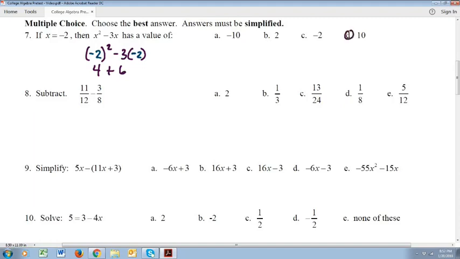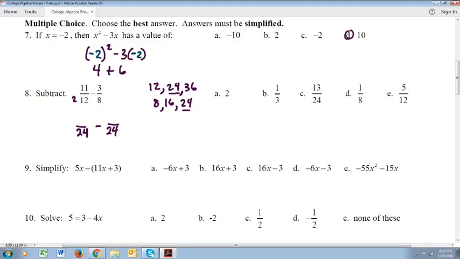On number 8, when we add or subtract fractions, we need a common denominator. So we need to look at our multiples of 12 and our multiples of 8. Notice 24 is what we call the least common multiple. It's going to be the least common denominator for our new fractions. We need to rewrite these fractions so that they both have a denominator of 24.